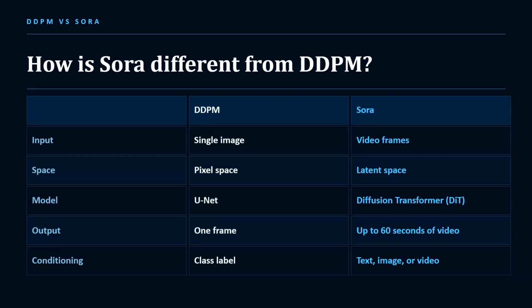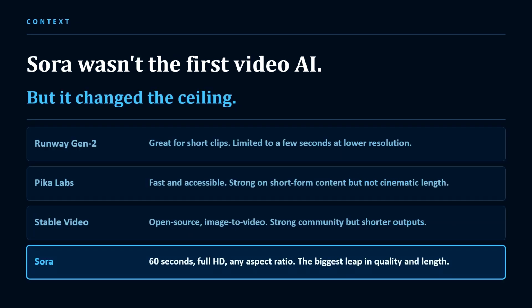Quickly, let's compare Sora to DDPM, which we covered before. DDPM works on single images in pixel space with a U-Net. Sora works on video frames in latent space with a diffusion transformer. Text, image, or video as conditioning. That's the evaluation in three slides. It wasn't the first video AI, but Sora changed the ceiling. 60 seconds, full HD, any aspect ratio. The biggest leap in quality and length the field has seen.